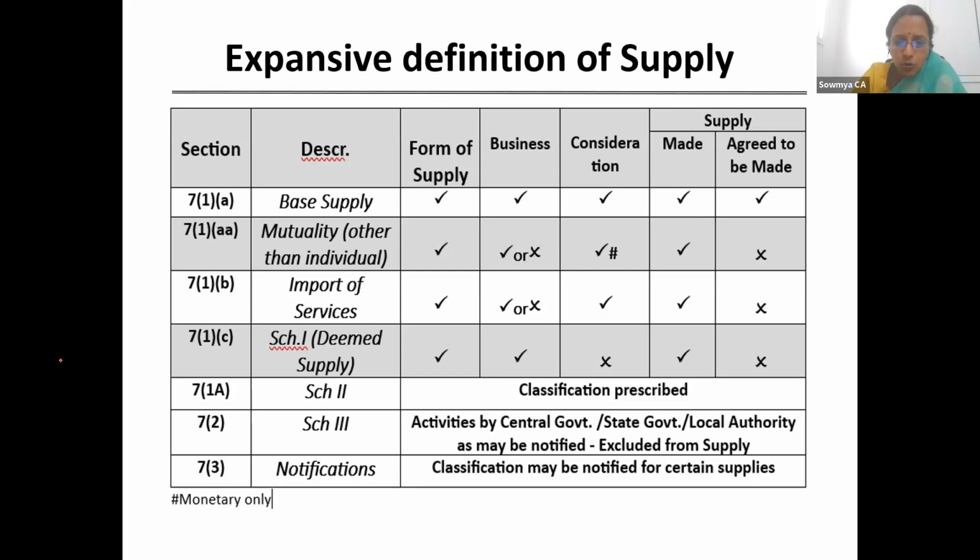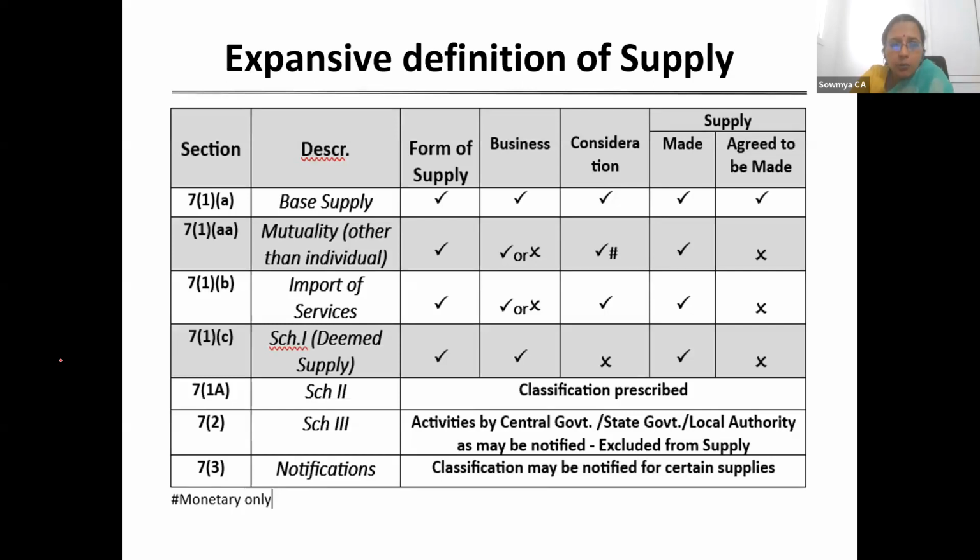And 7 subclause 2 says activities or transactions which are excluded from the scope of supply. They are specifically given transactions which are not considered to be supply, and also activities given by central government, state government and all are not taxable. And 7 subclause 3 says that the government may in future notify certain supplies to be supply of goods or services or otherwise. Using this authority in law, they can notify in future what transaction should be considered as goods or what transaction should be treated as supply of services. So that is about 7 subclause 3.